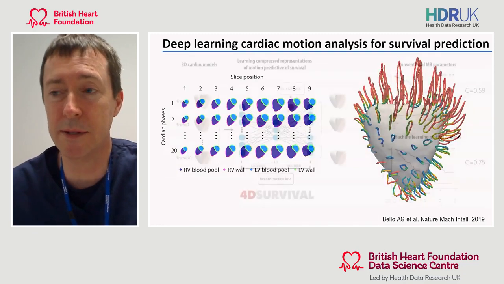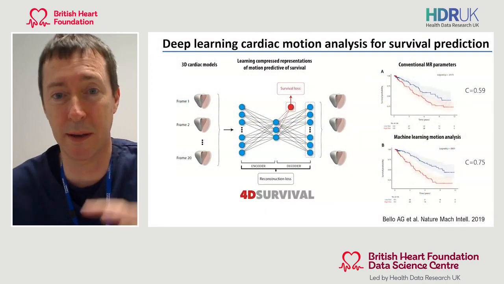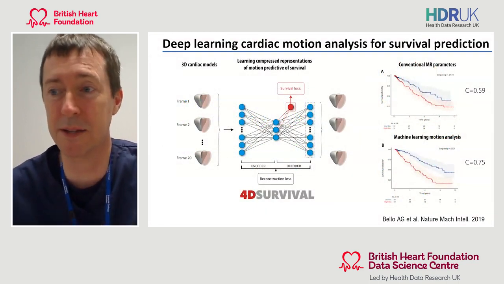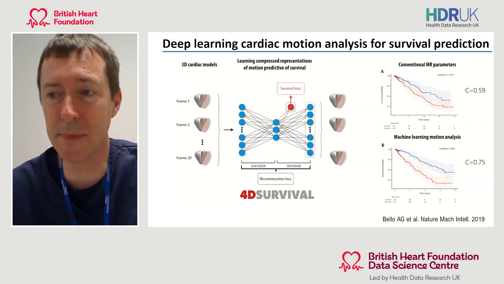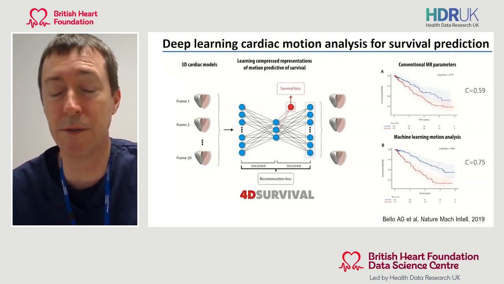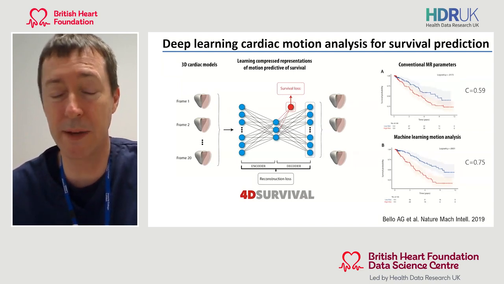So we can then use a relatively simple deep learning algorithm. This is a type of autoencoder, and it's bottleneck shaped in that it's a form of data compression. So we're trying to find simple features in this complex pattern of cardiac motion, three-dimensional motion, that are useful for predicting patient outcomes. And you can see the survival curves on the right, how well conventional MR parameters discriminate between high and low risk patients. And you can see those lines are much more separated by using this machine learning approach.